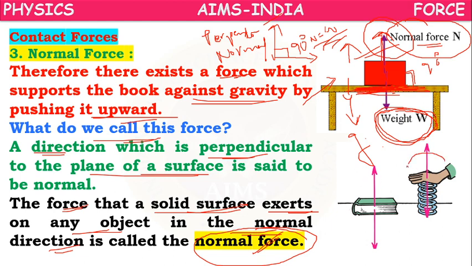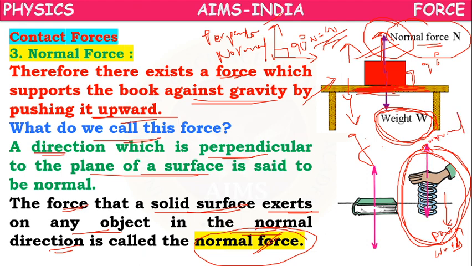Or when you try to press a spring down, you are pushing downward, so you are exerting a downward force. What will you experience? You will experience a force pushing your hand up. That is called normal force. So normal force is exerted by the solid surface of contact.